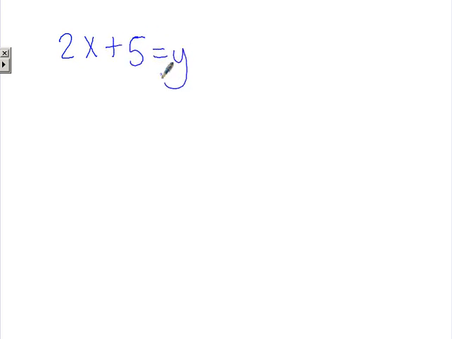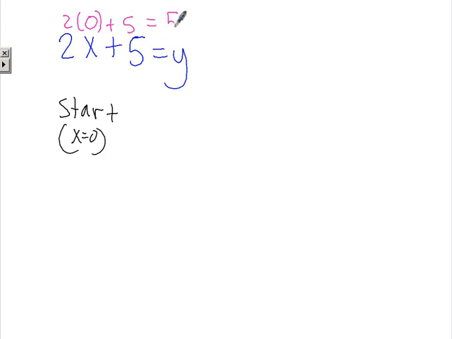Okay, if I gave you another example, like let's say we had the equation 2x plus 5 equals y. Again, when I go to write my scenario, I want to go, okay, what's my starting value? For that, I plug 0 in for x. So if I plug 0 in for x, I can see that it would be 2 times 0 plus 5. 2 times 0 is 0, plus 5 is 5. So my starting value is 5.